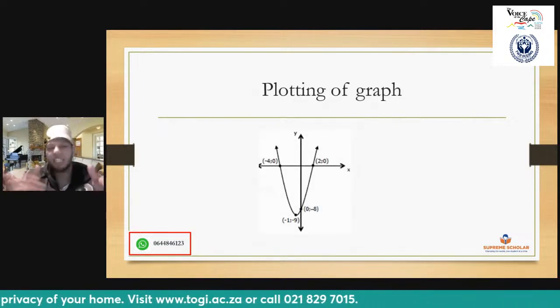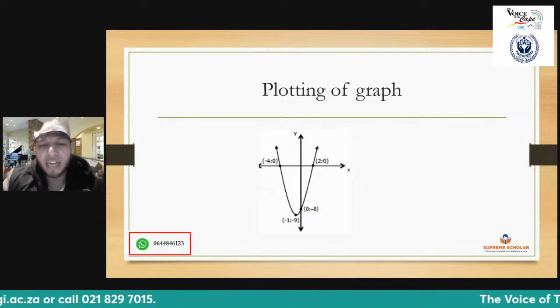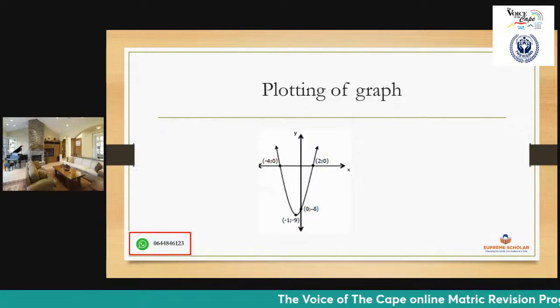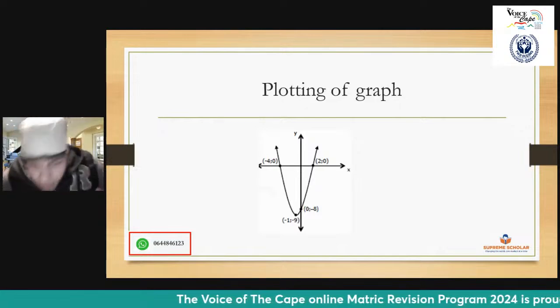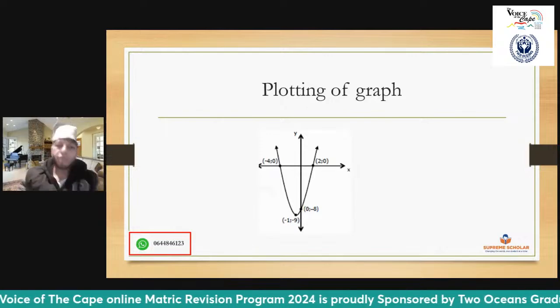As you can see, our x-intercepts, -4 and 2. Our turning point, -1 and -9. And our y-intercept as -8. That's how you plot the graph. Now, if you look here, I just want to make some comments on this.